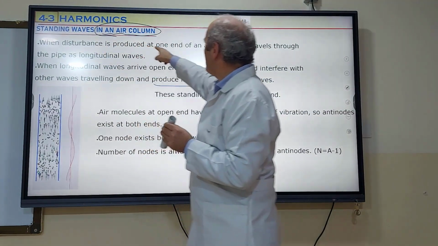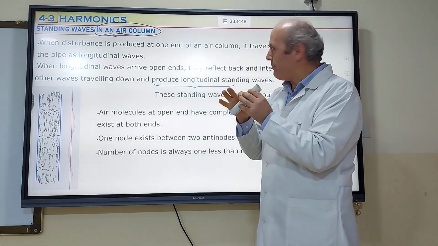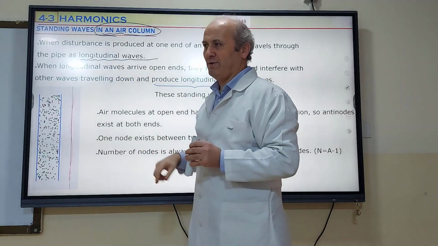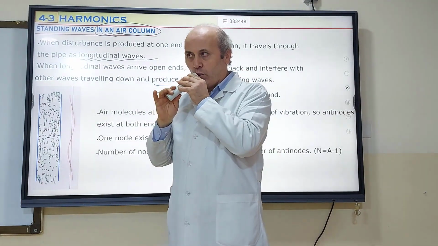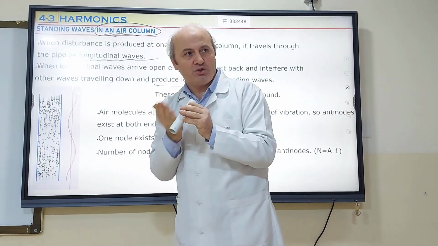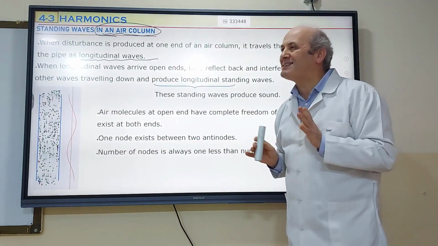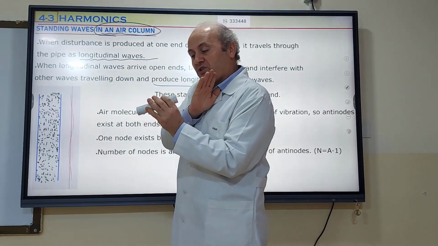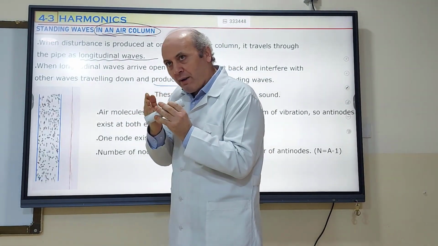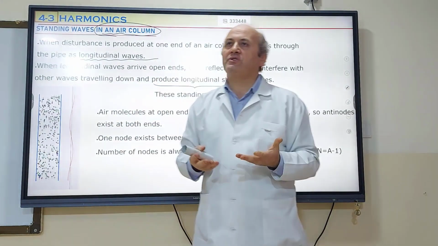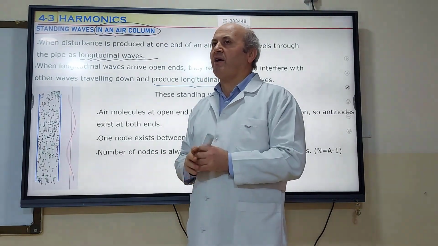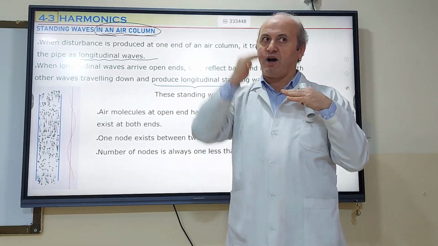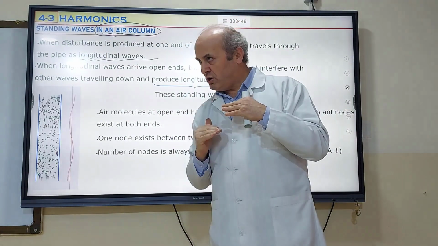When a disturbance is produced at one end of the air column, the pipe, it travels through the pipe as a longitudinal wave. It starts from where you blow and goes through the pipe. We know this disturbance is a mechanical wave. Longitudinal waves have compressions and rarefactions. In compressions, the pressure and density are higher than normal. Rarefaction is lower than normal.